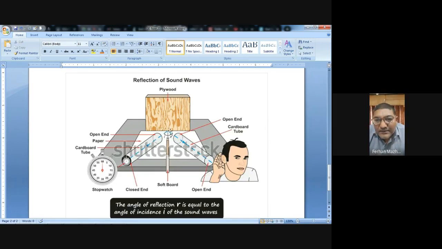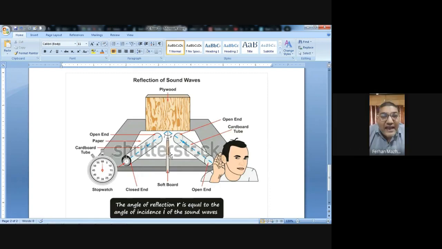This line which will be on the paper will be known as the incident sound waves, and this line will be representing the reflected sound waves. At this point where they join each other, where the plywood was, draw a normal. Normal will be a line which will be making a 90-degree angle with the surface of the plywood.